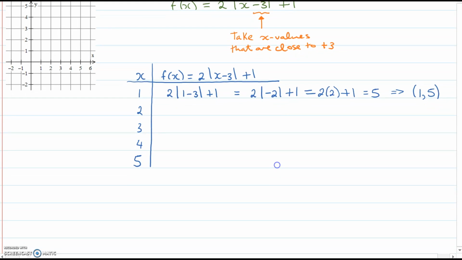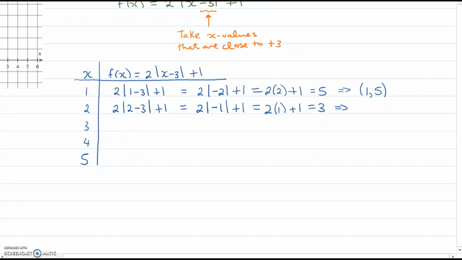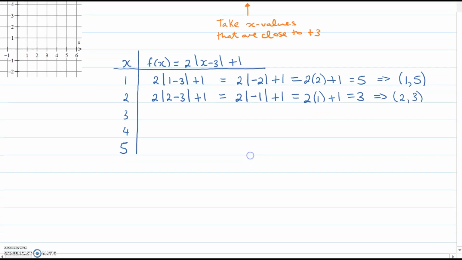Now we're just going to repeat that process with these different x values. The next x value is 2, so let's plug 2 in where we had x originally. So it's going to be 2 times the absolute value of 2 minus 3 plus 1. Work out the piece inside the parentheses first. 2 minus 3 is minus 1. The absolute value of minus 1 is just 1. And if we work that out, 2 times 1 is 2, plus 1 is 3. So our second point is 2, 3. Okay, and we'll keep going.